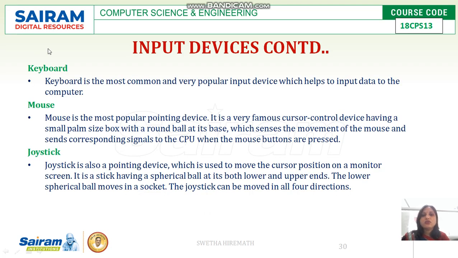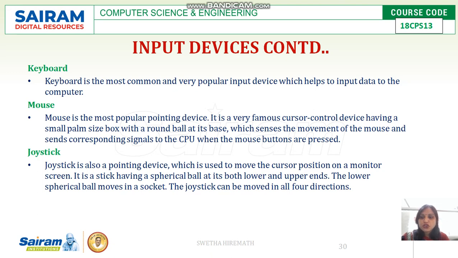First is the keyboard. I have already explained that it is used for inputting data into the computer system. The mouse is the most popular pointing device. It is a very famous cursor control device, having a small palm-size box with a round ball at its base, which is also called the scroll button. It works based on sensing movement, and when the mouse buttons are pressed, the corresponding signals are sent to the CPU.